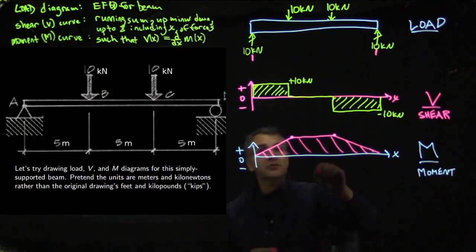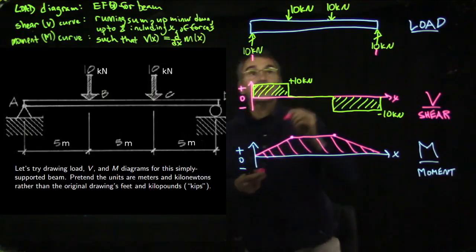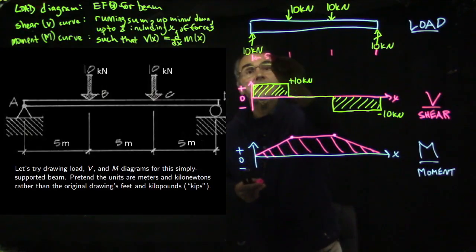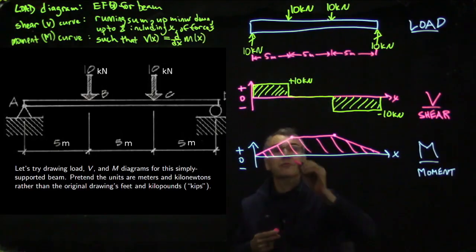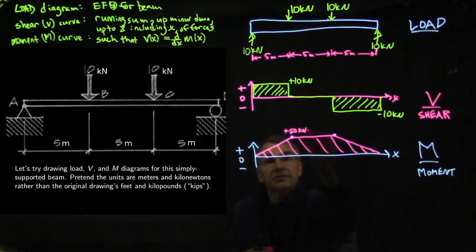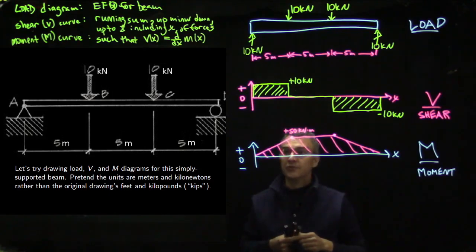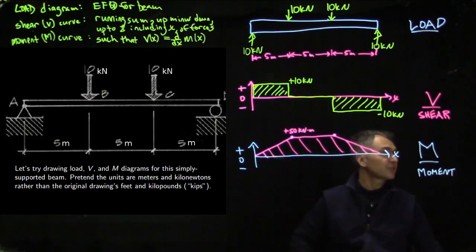And this flat plateau is 10 kilonewtons times, oh, I forgot to write the distances. Okay, so this is 5 meters, this is 5 meters, and this is 5 meters. So 10 kilonewtons times 5 meters is plus 50 kilonewton meters. Okay, so I think that is our solution. And I imagine Onouye has a solution we're going to compare with.